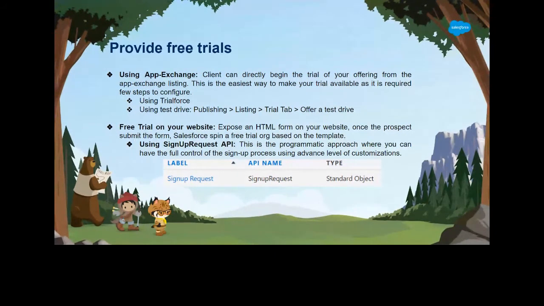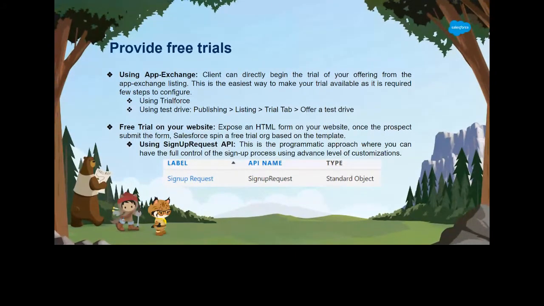You go to the partner community console, go to publishing, go to the listing, and under the trial tab there is a button to offer a test drive. When you click on offer a test drive, it opens up and asks for some information, like which Trialforce template you want, to create a test drive. Once it is done, you submit all these details and click on the submit button. Salesforce creates a developer edition with your managed package solution already installed.